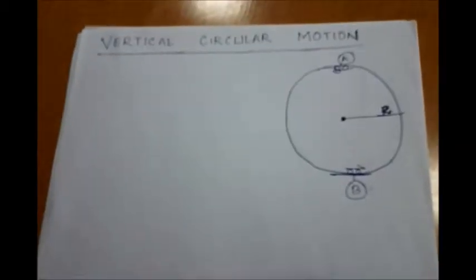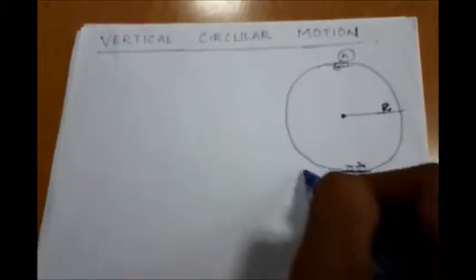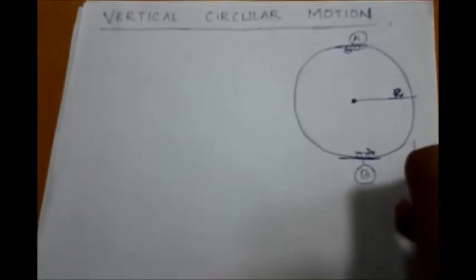Hello folks, today we are going to study vertical circular motion. Here we have a bike rider at point B who is going to complete a circle. Point A is the highest point of the circular region. Now, we will take the downward direction as the direction of g.